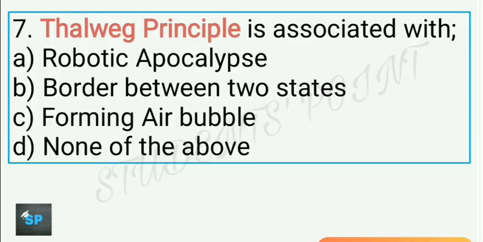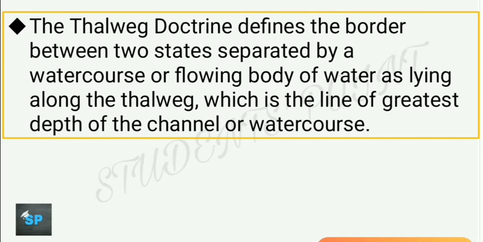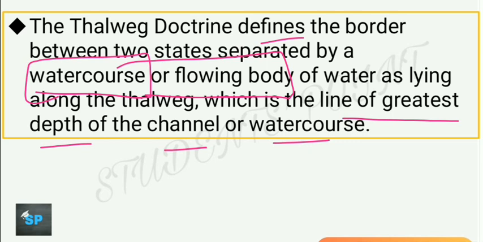Next question now. The Thalweg principle is associated with, this question is very important for you, the border between two states. So here B is the right answer. So what does this Thalweg principle say? It defines the border between two states separated by a watercourse or flowing body of water as lying along the Thalweg, which is the line of greatest depth of the channel or watercourse.